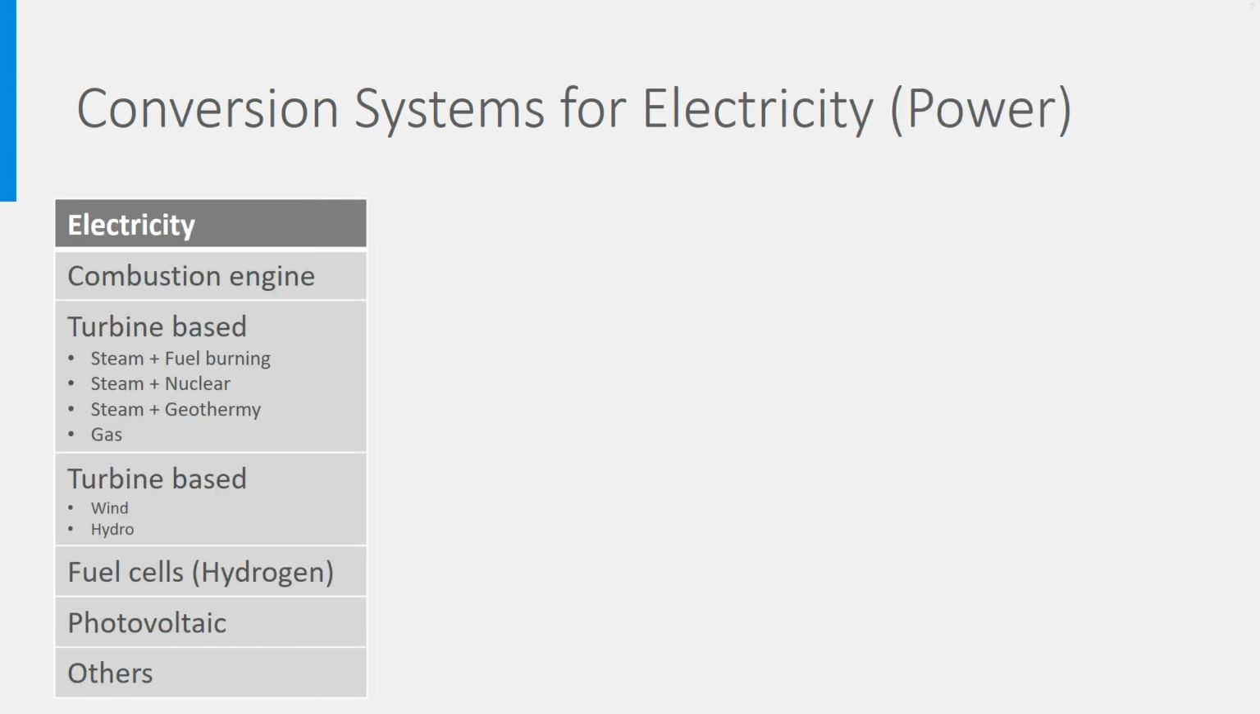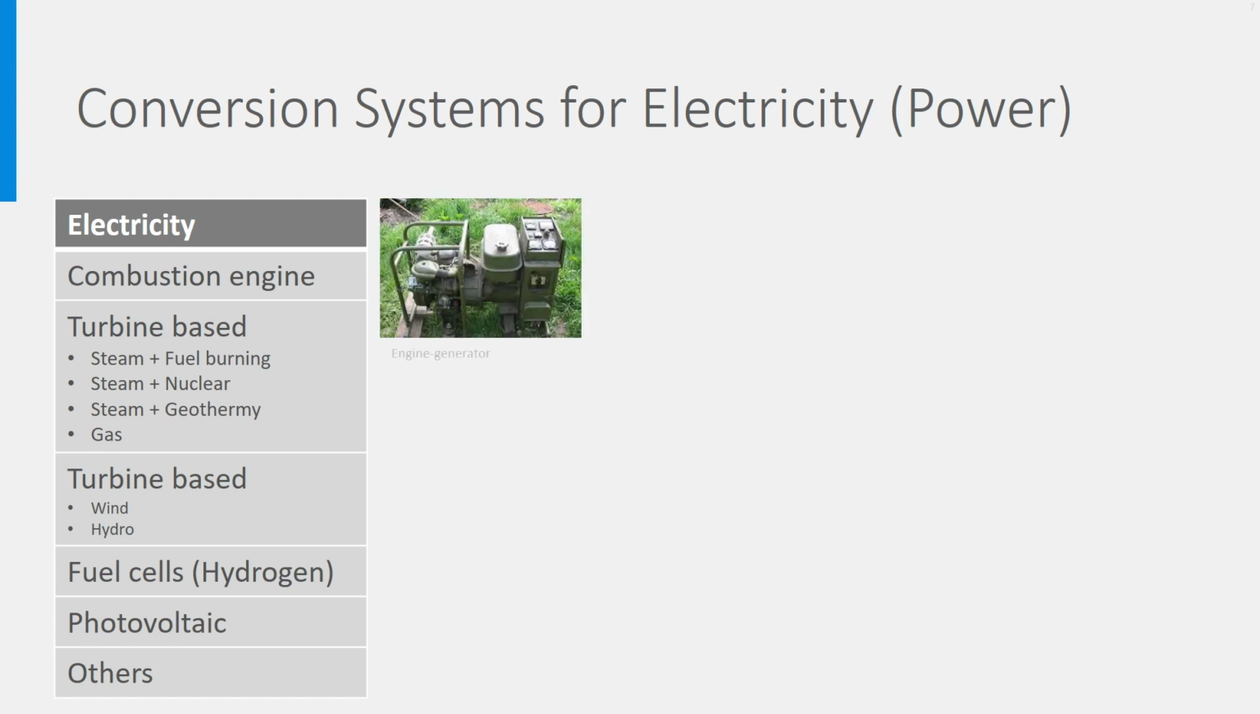Let's now have a look at the production of electricity, also called power. A power plant does not refer to a specific technology, but to any large electricity production site. However, power can also be generated locally. Starting with what is commonly called a generator, these are more or less portable systems that generate electricity on remote sites based on burning fuels like diesel or oil. We call them combustion engines.